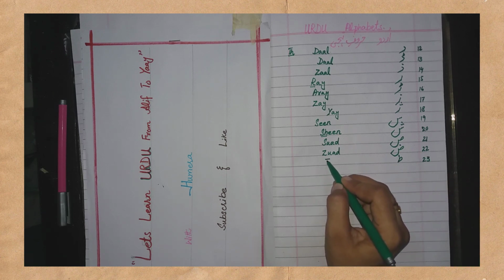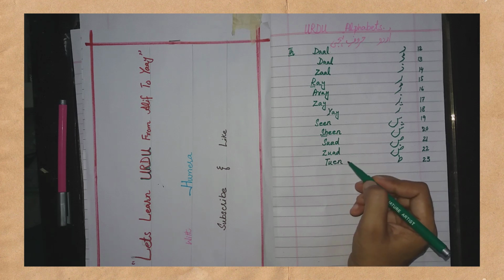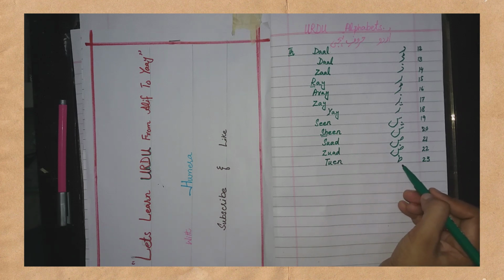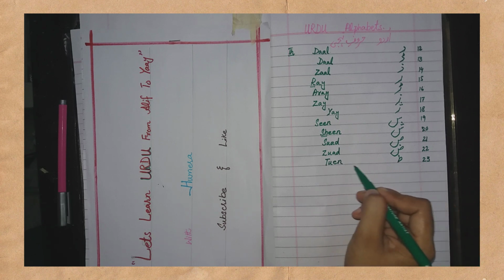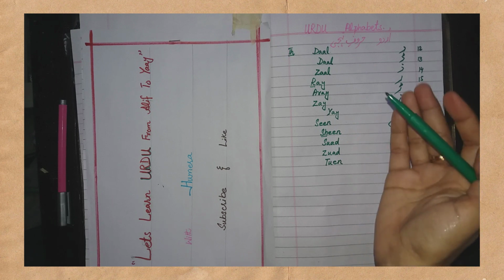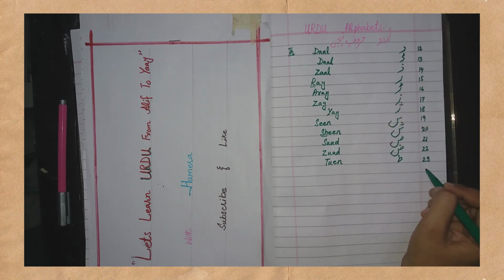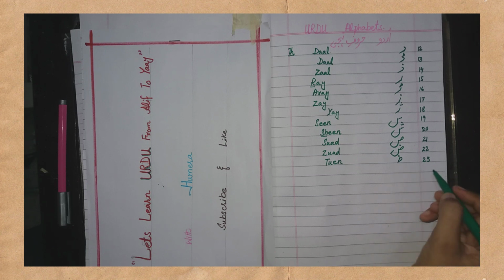It is called Toy. Okay, Toy, and it has the same sound like the alphabet T. Before, you have learned that alphabet T. Okay, it has the sound of T, but it is called Toy.